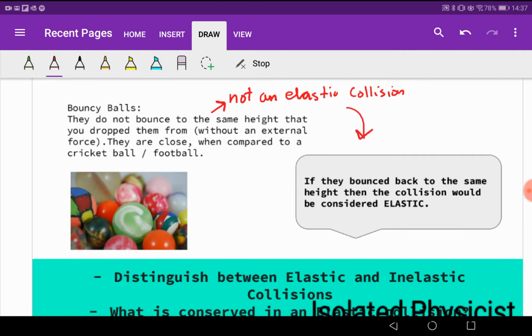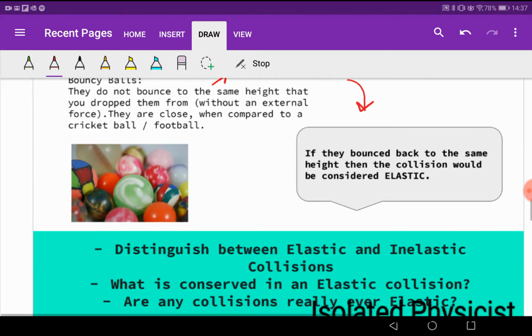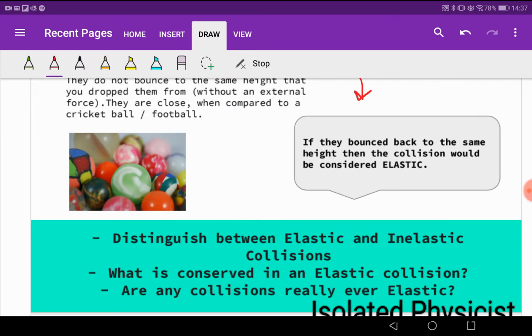If they bounce back to the same height, then the collision would be elastic. So far, we have distinguished between elastic and inelastic collisions, and you know what is conserved in an elastic collision. Are any collisions really ever elastic? Well, what would it need to be completely elastic? Energy would need to be completely conserved through the kinetic amount.